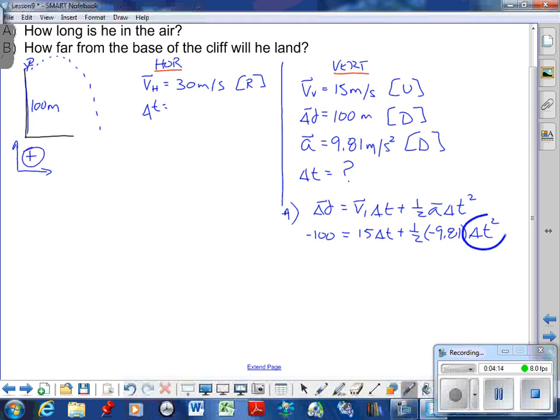So, not an overly happy camper at the moment. So I'm going to do what I can to simplify this. I'm going to bring everything to the same side, and I'm going to bring the delta T squared, everything to the left side. So that would become half of 9.81, which is 4.91. And it's 4.91 delta T squared minus 15 delta T minus 100 equals 0.